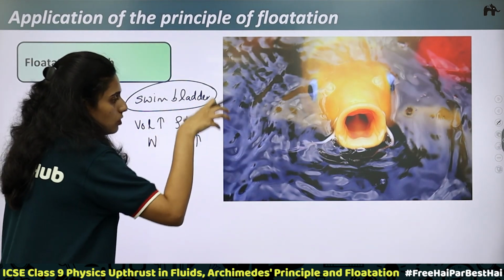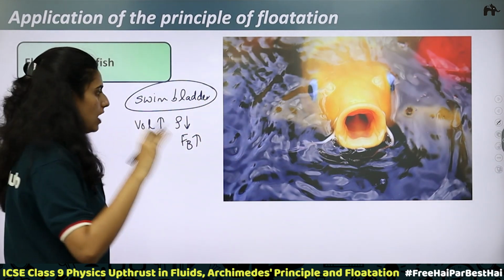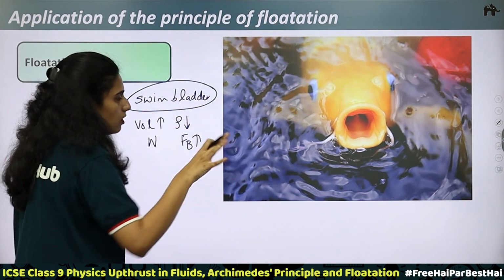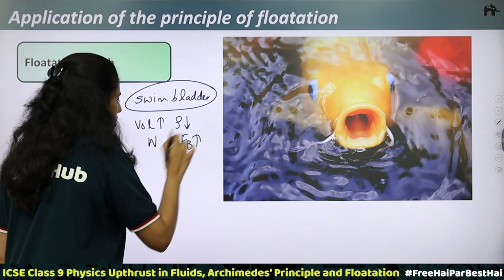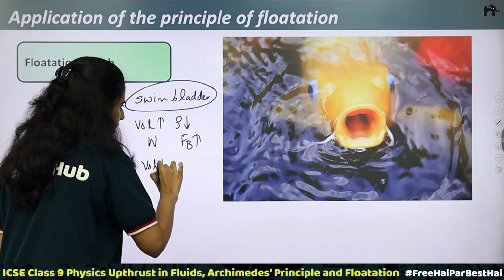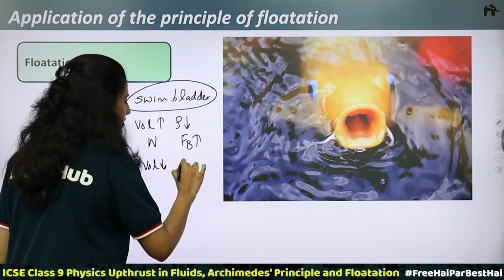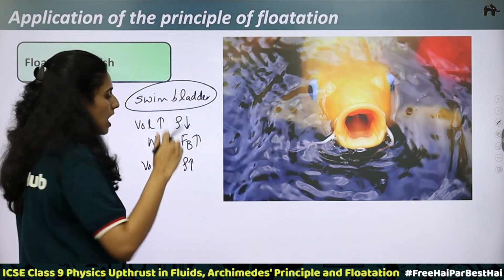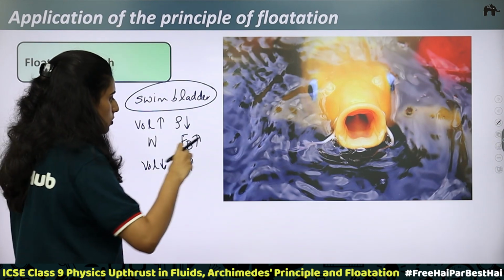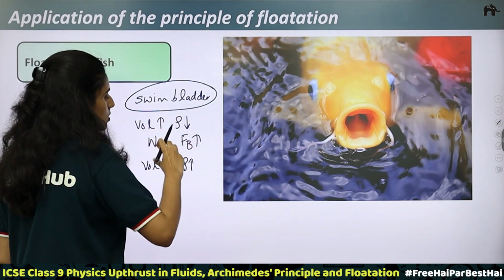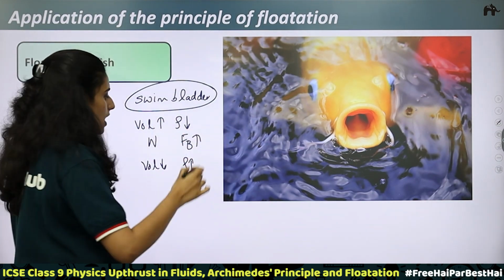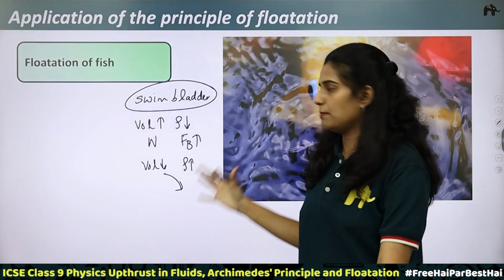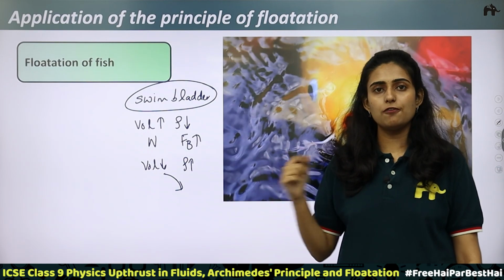Now, when it needs to go inside the water, it will open the swim bladder and allow the oxygen to go out. Okay, so when oxygen goes out, what happens again? The volume will decrease. When volume decreases, average density will increase. Okay, when density increases, the upthrust will be decreasing. Okay, the volume of water displaced will change. So when the upthrust decreases, the fish will be able to go inside the water. So this is what is happening. Okay, this is about the flotation of fish.